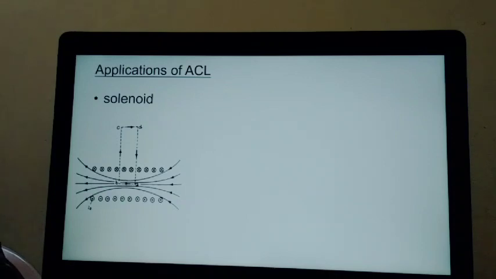Suppose that the solenoid contains a total of capital N turns. When you wind it in the form of a cylinder, it makes different turns, and the total number of turns is capital N. And suppose capital L is the total length of the solenoid. When you consider each loop, current is entering and leaving. The entering current is denoted by dots, and the leaving current is denoted by crosses.